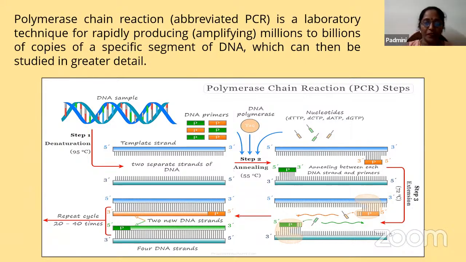So what are the steps? There are 2 to 3 steps over there. Step 1 is denaturing, step 2 is annealing or renaturing, and step 3 is elongation. How all this is done is what we're going to talk about in this particular polymerase chain reaction technique.